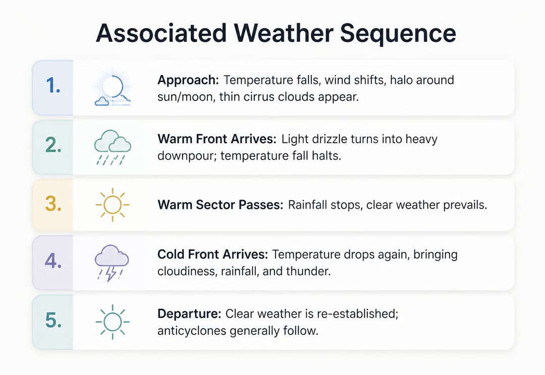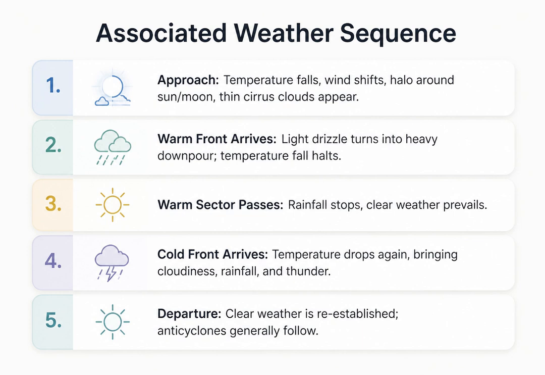If you are standing on the ground as a temperate cyclone passes over, you will experience a very specific sequence of weather. First, as it approaches, the temperature drops, winds shift, and you might see a halo around the sun or moon through thin cirrus clouds. Then, a light drizzle begins, turning into a heavy downpour as the warm front arrives, which also stops the temperature from falling. Once you are in the warm sector, the rain stops and the sky clears.